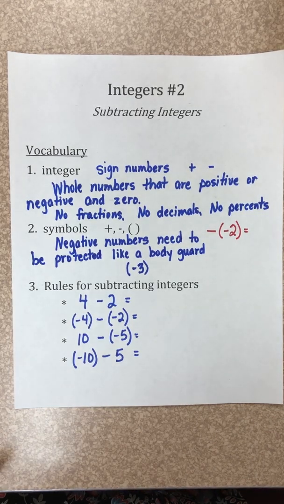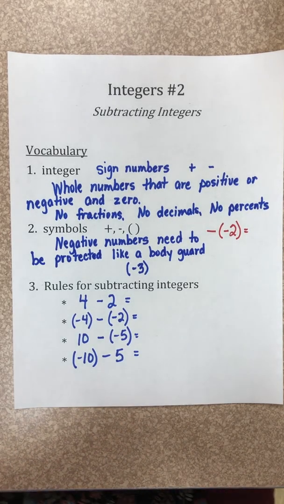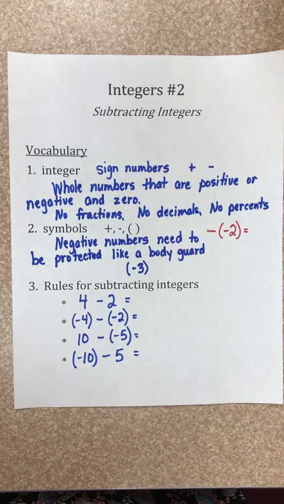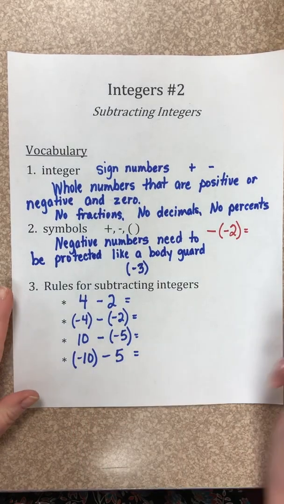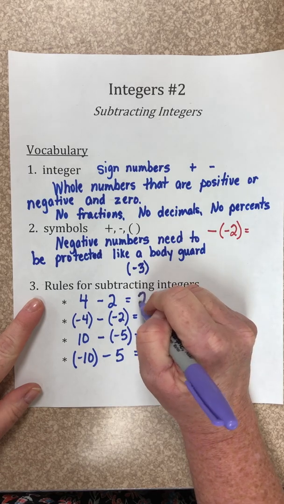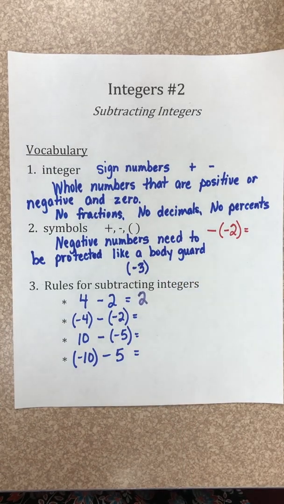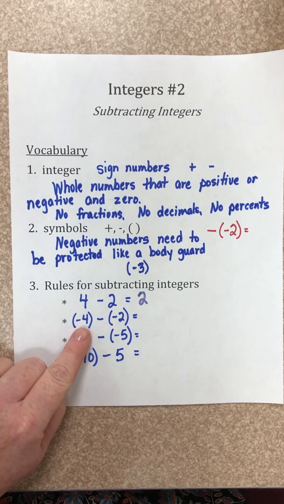So let's look at the rules for subtracting integers by looking at just a few examples. 4 minus 2. Well, that's pretty simple. We've done that since elementary school. 4 minus 2 is 2. So I don't plan on saying a whole lot about that one since that one should be very easy. But now let's look at the next example.